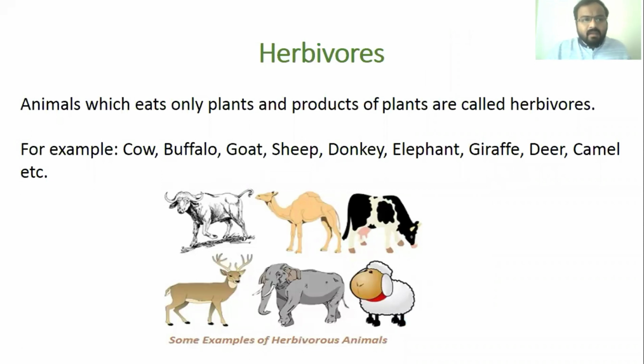Animals which eat only plants and products of plants are called herbivores. For example, cow, buffalo, goat, sheep, donkey, elephant, giraffe, deer, camel, etc. These are all herbivores. These animals feed on plants and plant products.